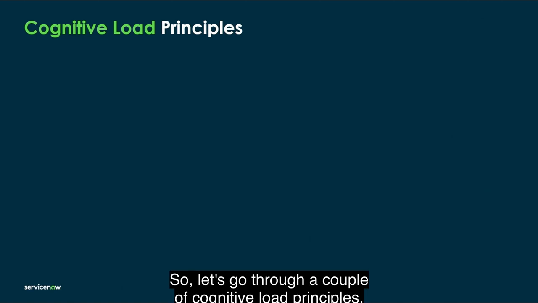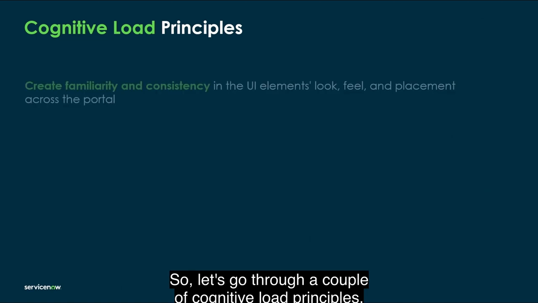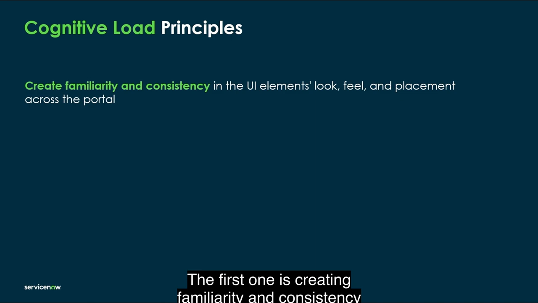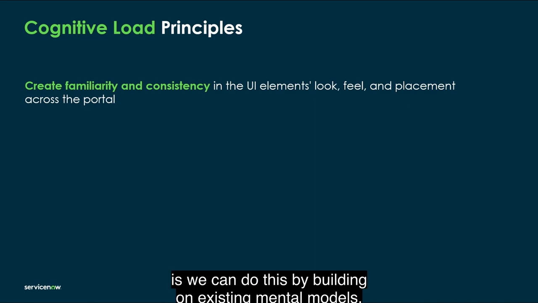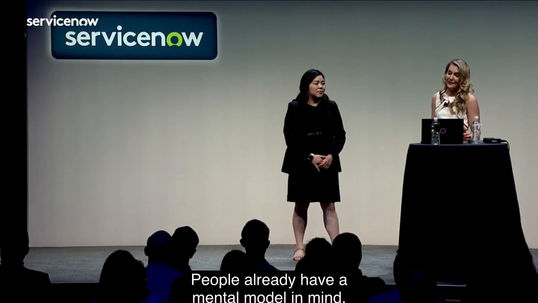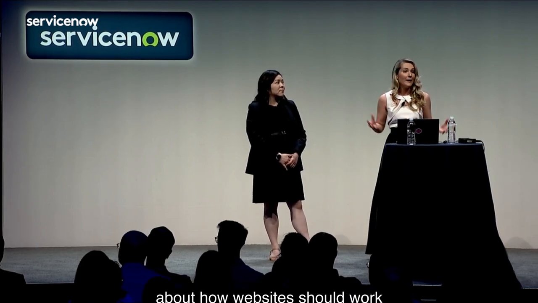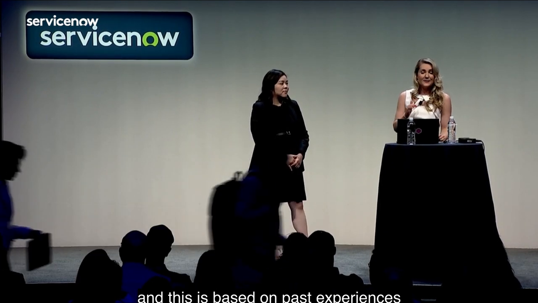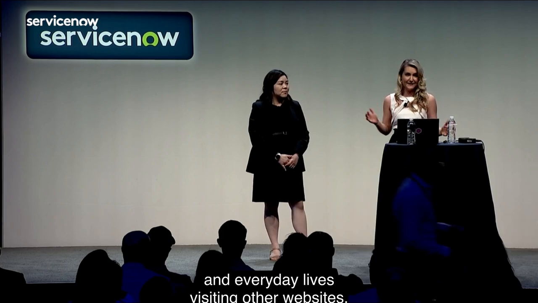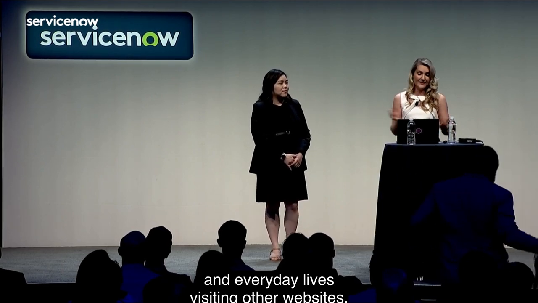So let's go through a couple of cognitive load principles. The first one is creating familiarity and consistency. And we can do this by building on existing mental models. People already have a mental model in mind about how websites should work, and this is based on past experiences and everyday lives visiting other websites.